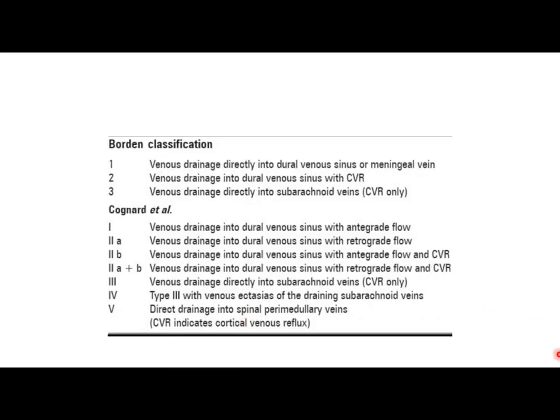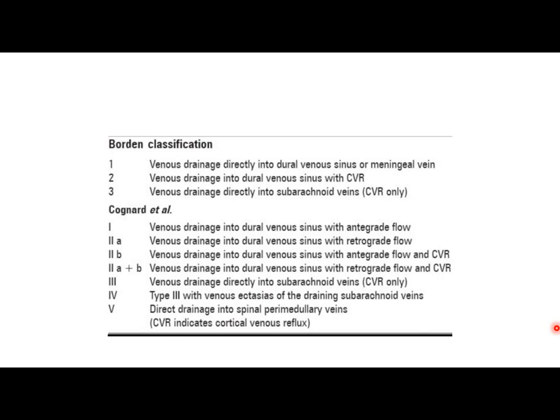Again, in the AV fistula, we have two classifications: the Borden classification and the Cognard classification. The Borden classification is 1, 2, 3. Type 1 is venous drainage directly into dural sinuses or the meningeal vein. Type 2 is venous drainage into the dural venous sinus with reflux. If there is reflux, we give it 2; if there is no reflux, we give it number 1. And 3 is for venous drainage directly into subarachnoid veins, with reflux only.